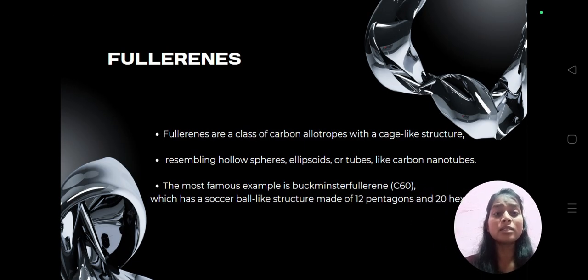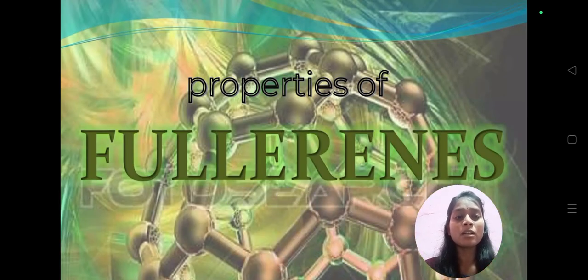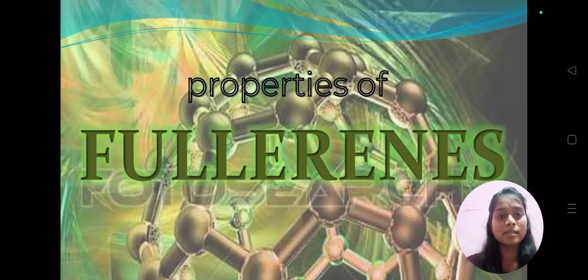Let's see what fullerenes are. Fullerenes are a class of carbon allotropes with a cage-like structure which resembles hollow spheres, ellipsoids, or tubes like carbon nanotubes. The most famous example is Buckminsterfullerene, which has a soccer ball-like structure made of 12 pentagons and 20 hexagons. Let's see the properties of fullerenes.